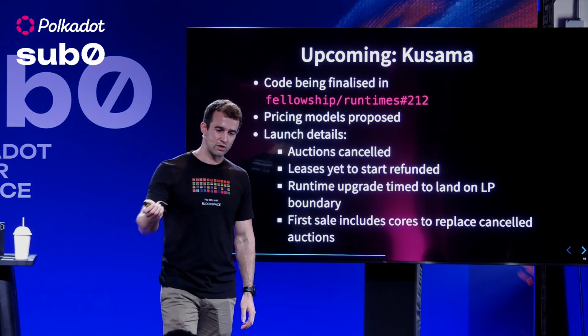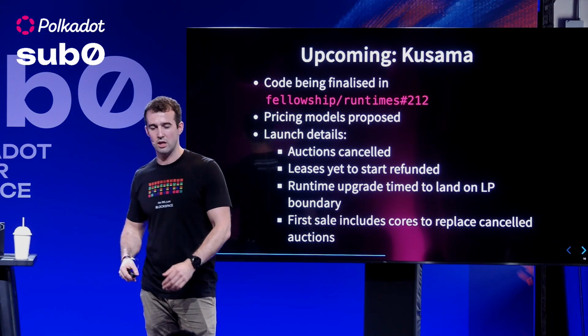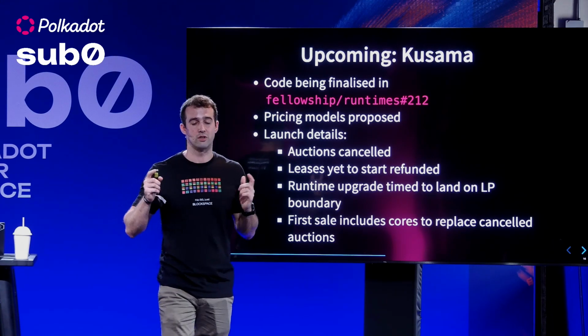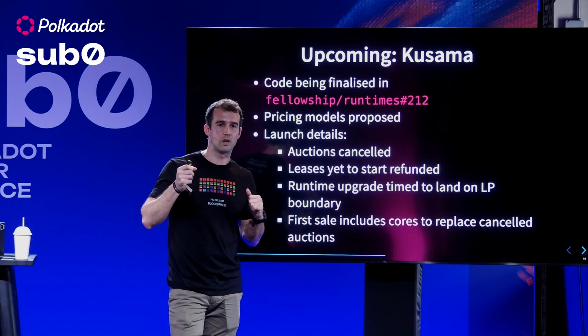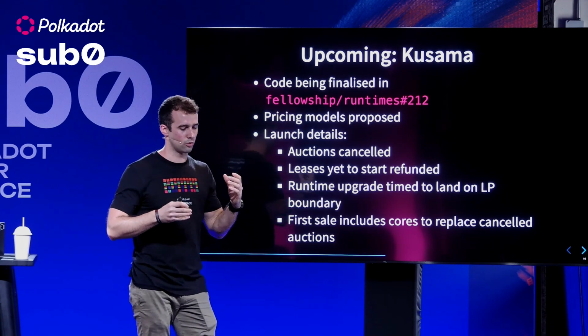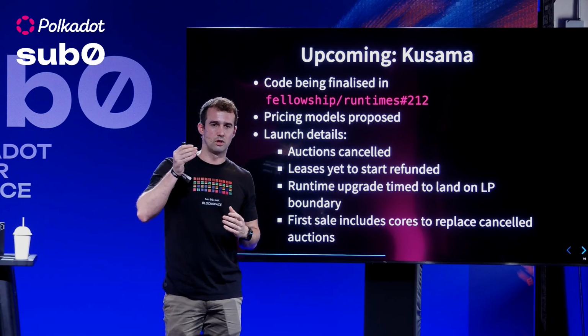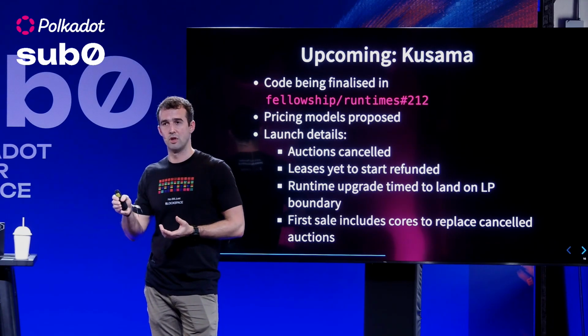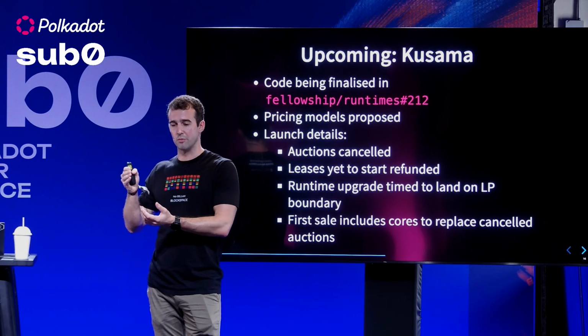So upcoming, the interesting part, we're finalizing the code in this pull request. There's a pricing model which is proposed, which I'll talk about in a second. And in the steps to launch, we're proposing that we aim to launch on a lease period boundary, which means that the auctions that are upcoming can be cancelled.